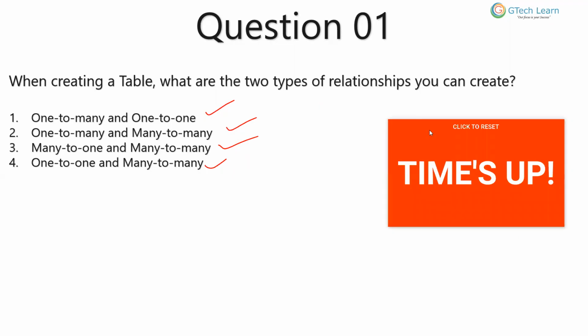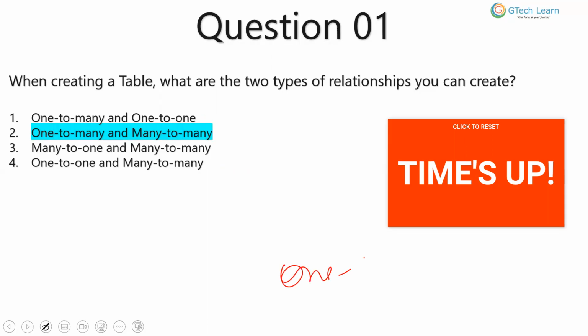Okay, so the answer to that question is option two, that we can only create these two types of relationship. Previously, we were creating three types of relationship. The third one was one to one, but now it has been discontinued. So only two types of relationship are present: one to many and many to many. So this is the first question.